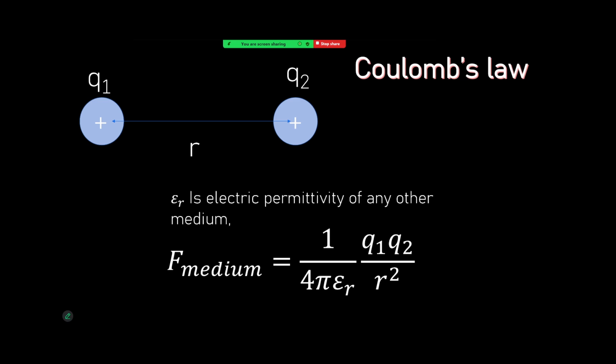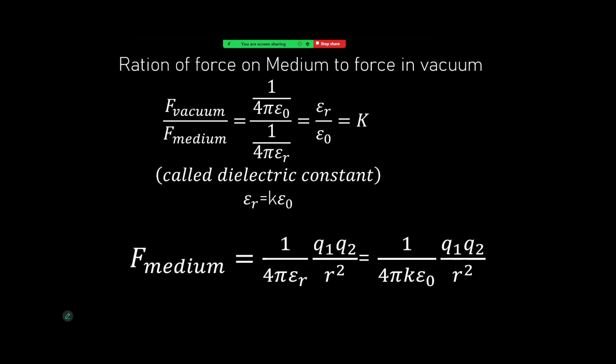Now we hold this exercise in another medium where the electrical permittivity is something else. Let us call it epsilon naught r. Then of course, as we know, the force in that medium will turn out to be 1 upon 4 pi epsilon naught r instead of epsilon naught. Q1 Q2 upon r square remains the same because we neither change the r nor the q.